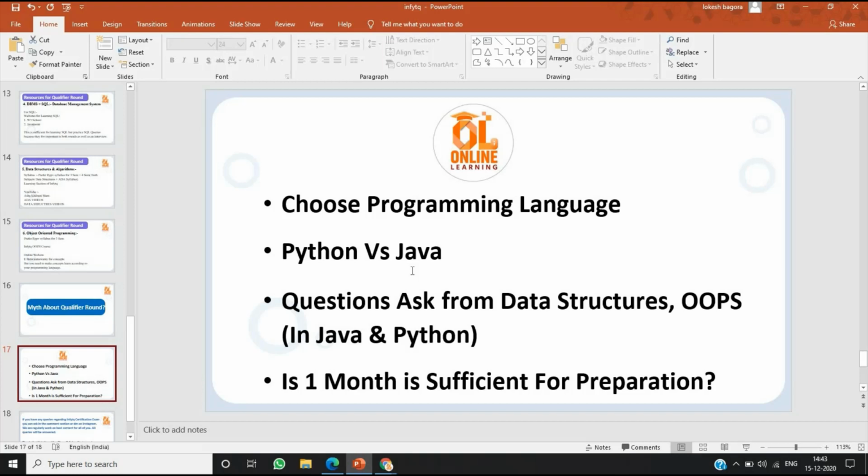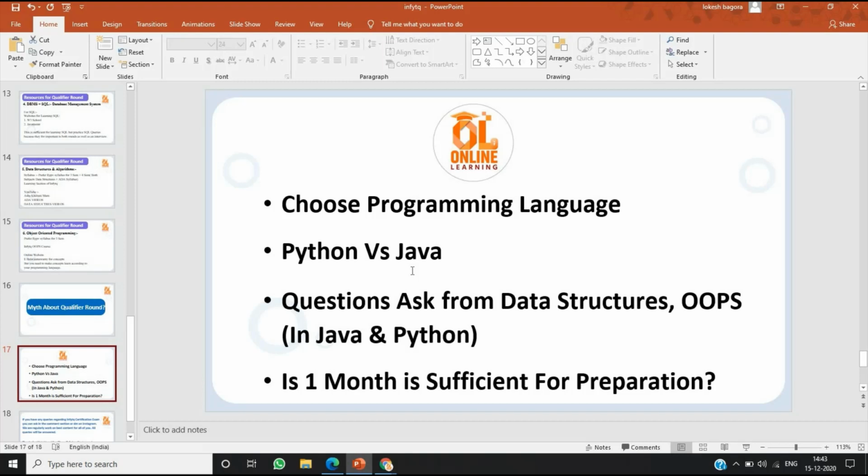Whichever language you select, if you selected Python, I already told you to please prepare data structures in Python. If you selected Java, please prepare data structures in Java. I have already shared both the resources. You can see that data structure is the basic part.